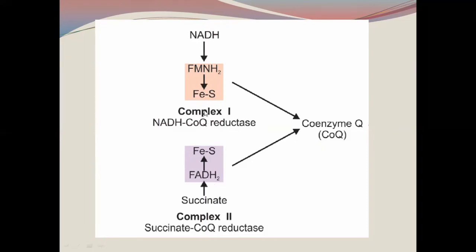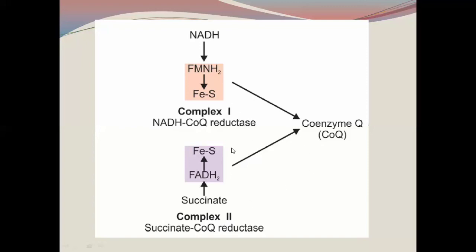From complex 1, 4 protons are transferred when electrons go to coenzyme Q, but in complex 2, when the electrons are accepted by coenzyme Q, there is no transfer of protons. Complex 2 does not transport any protons from the matrix to the intermembrane space for the purpose of the proton gradient, the electrochemical gradient, and the chemiosmotic process. For that purpose complex 1, complex 3, and complex 4 are involved, but complex 2 of the electron transport chain is not involved.